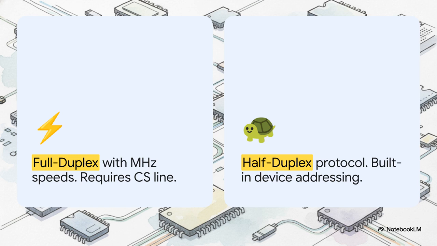SPI, on the flip side, is full duplex. That means both the master and the slave can send and receive data at the exact same time, more like a regular telephone call. Now, you do sacrifice that nice built-in addressing, but in return, you get raw, blazing fast speed. We're talking megahertz range here. When you need to push a massive amount of data really quickly, SPI is absolutely your go-to.